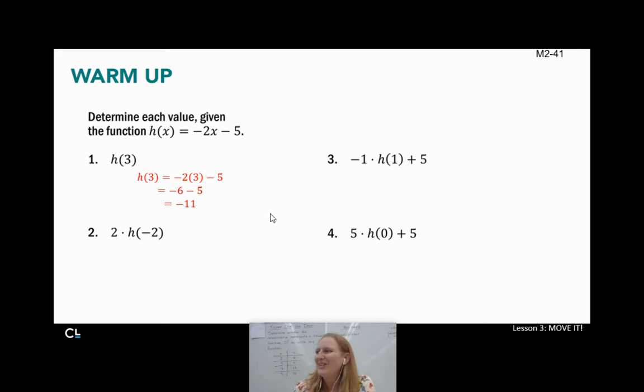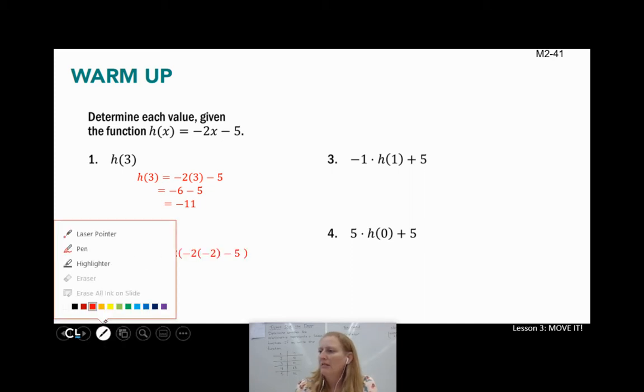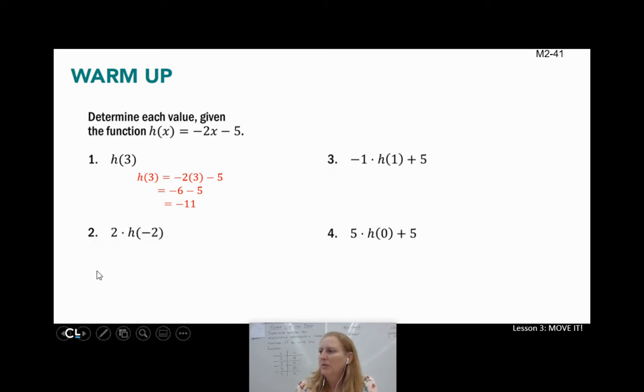And that's okay. We're going to do 2 times h of negative 2. So first of all, everywhere you see an x, I need to plug in a negative 2. So I'm going to do that everywhere I see an x. Everywhere I see an x, I'm going to plug in a negative 2. So negative 2 times negative 2 minus 5. But whatever I get here, I need to multiply the entire thing by 2.